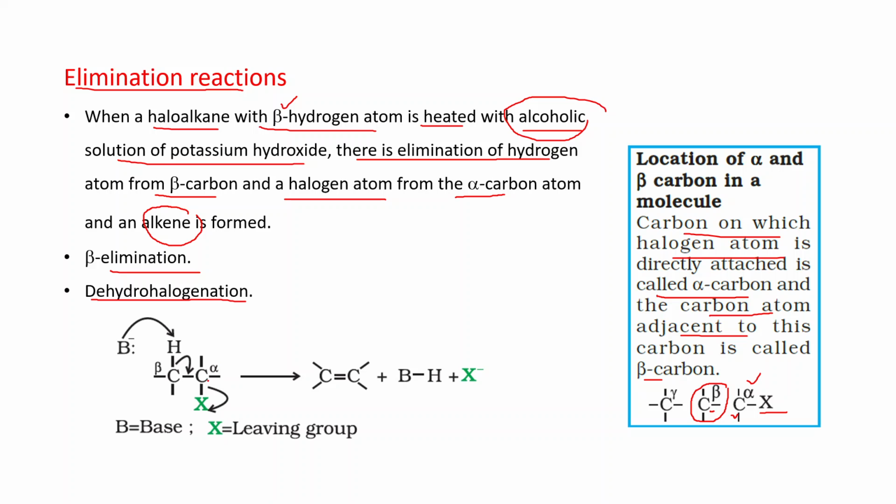Dehydrohalogenation. You can see this is the one general reaction. This is alpha carbon to which halogen is attached. This is beta carbon, and that's why this is beta hydrogen. When this reacts with the base like OH minus ion, alcoholic potassium hydroxide, this hydrogen along with this X is removed and we will get this alkene. Okay.